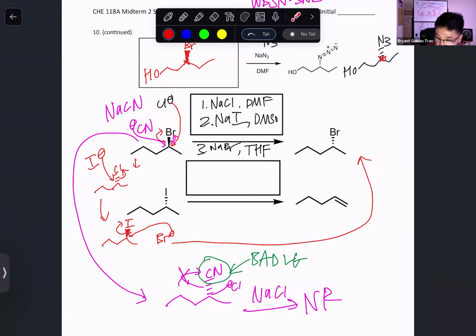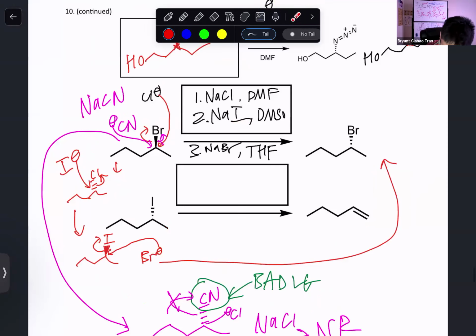Br minus and Cl minus are strong nucleophiles and good leaving groups. Yes, and they are weak bases as well. Br, I, and Cl are weak bases, strong nucleophiles, and good leaving groups. We cannot use Br directly because that would give us a mix of products.